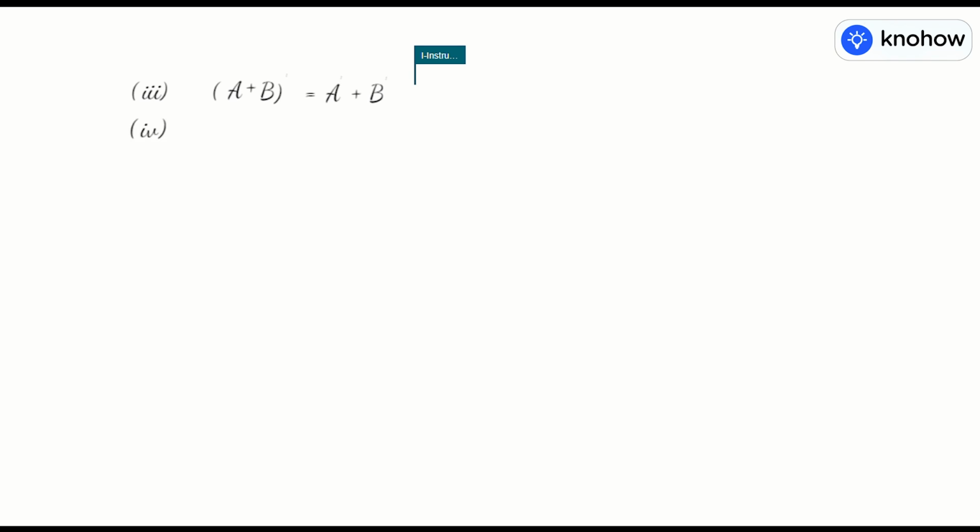Now the fourth and the last property is the transpose of the product of two matrices is equal to the product of their transposes, but in the reverse order. It is very important to note that (AB) dash equals B dash into A dash. And all these properties, in the exercise, we will verify with the help of examples.